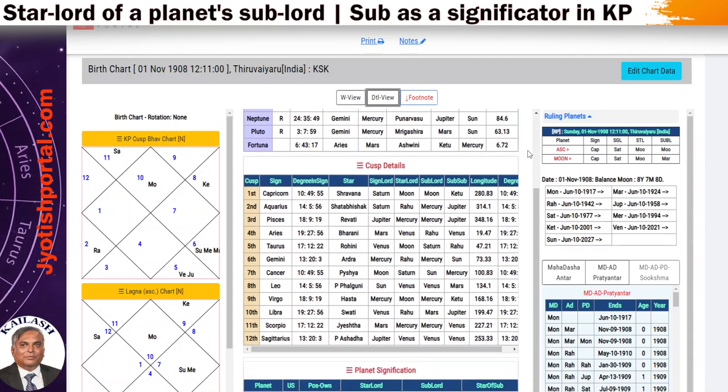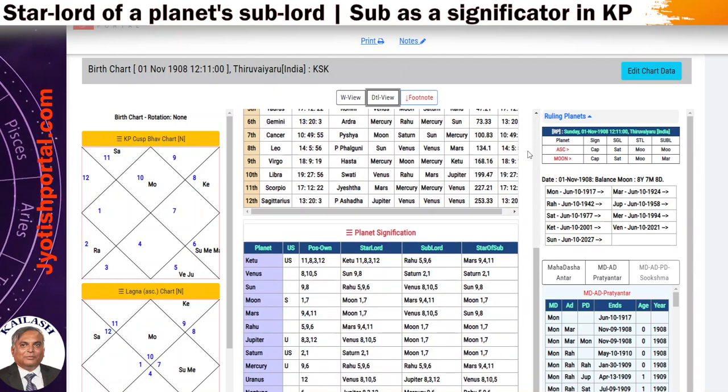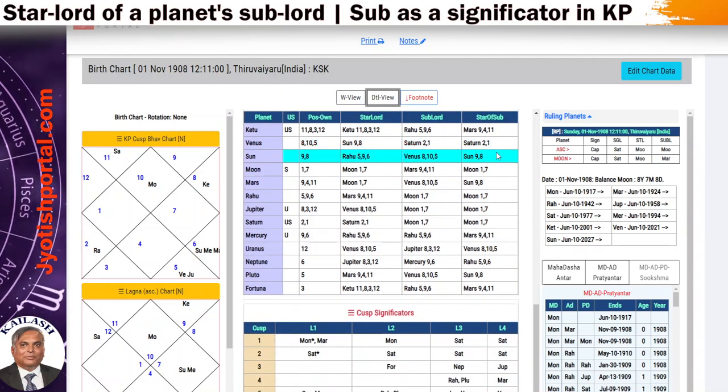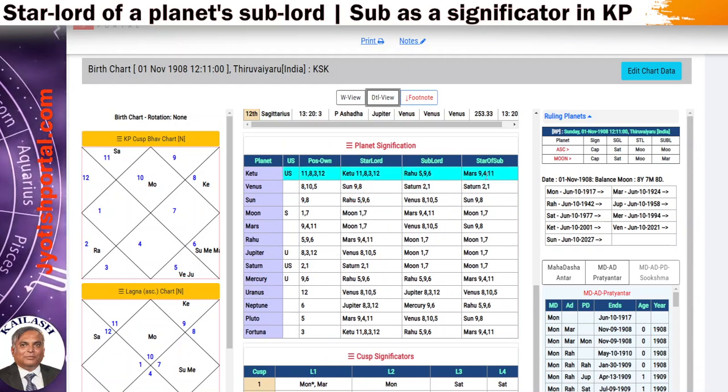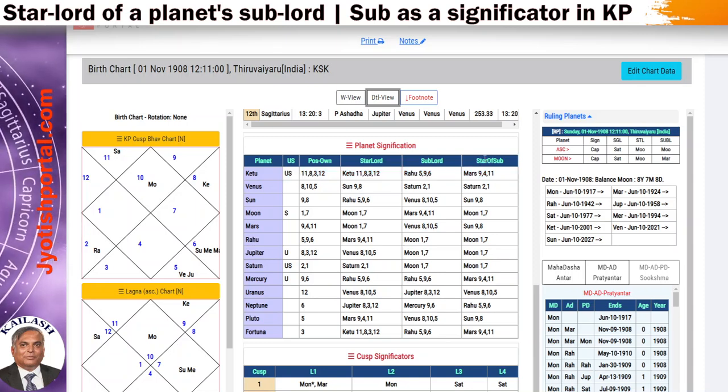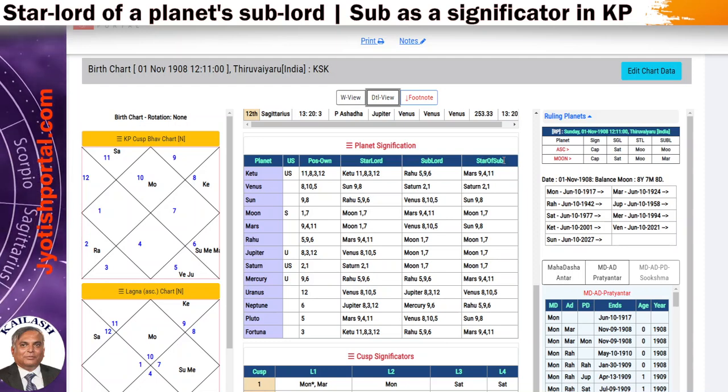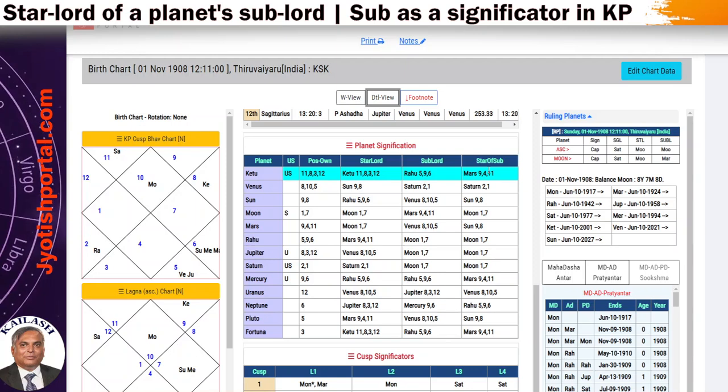And if you scroll, you find that this particular table is the one that you have to set your focus on. In this table, you see there is one extra column, and the heading is star of sub. I'm going to explain in some easier language what exactly this is. But this is the table that you need for preparing a list of significators when you tend to apply sub as a significator in Krishnamurti Paddhati.